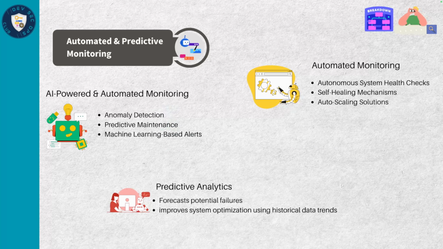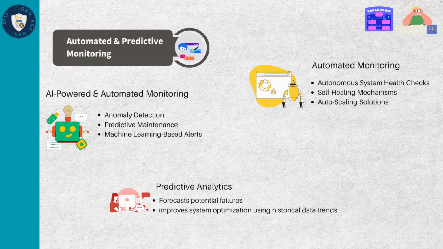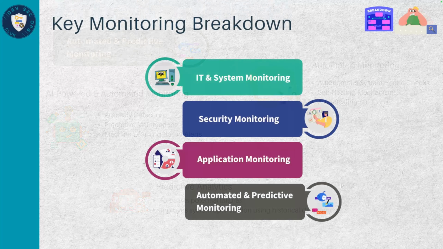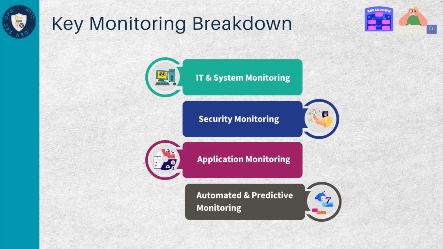So this is the summary about automated and predictive monitoring, which is shaping the future of IT monitoring by leveraging AI, automation, and predictive analytics. So that's about automated and predictive monitoring. Next, we have a quick summary of the key monitoring breakdowns. So I have just mentioned some of them. There are so many others, but today these are our focus.